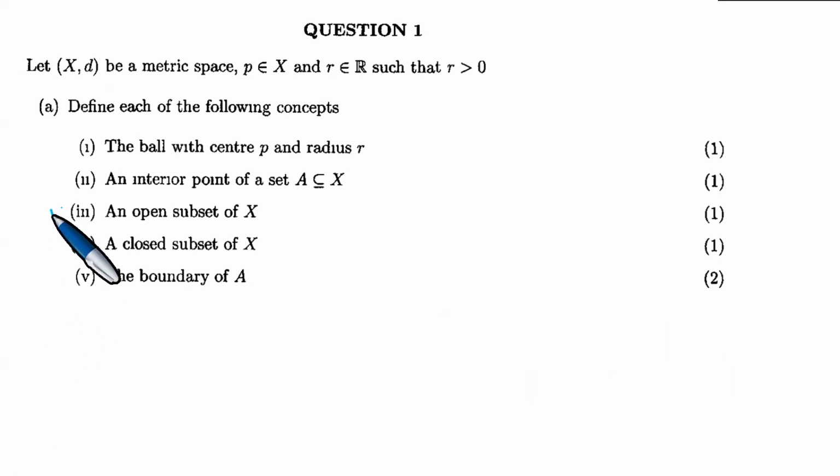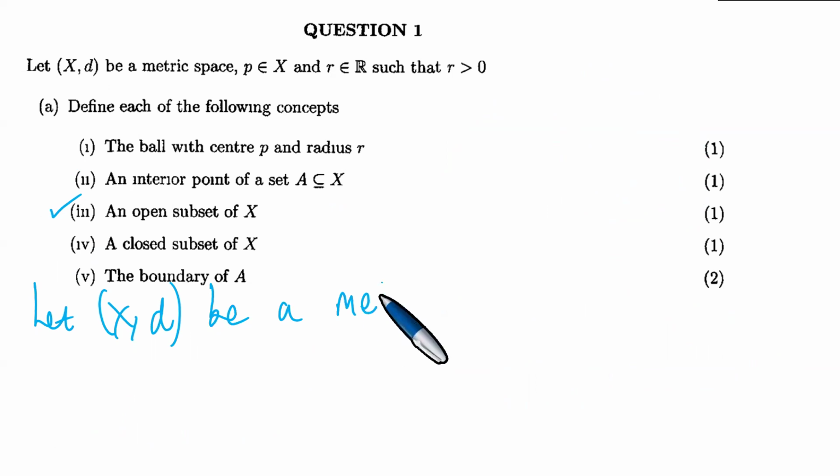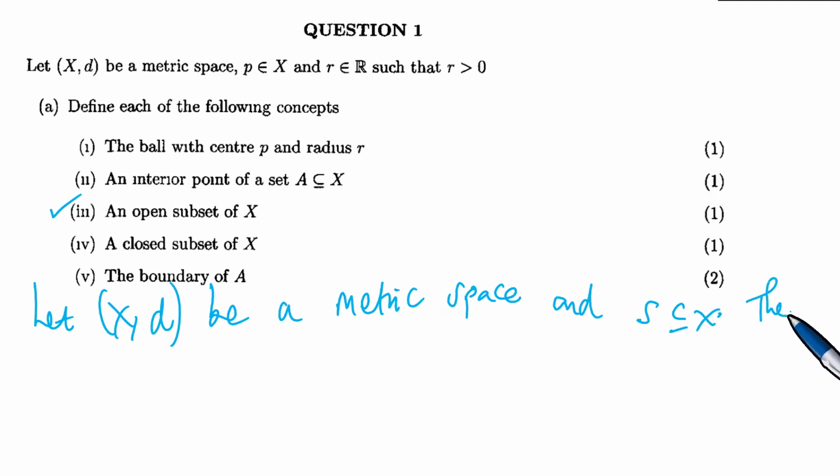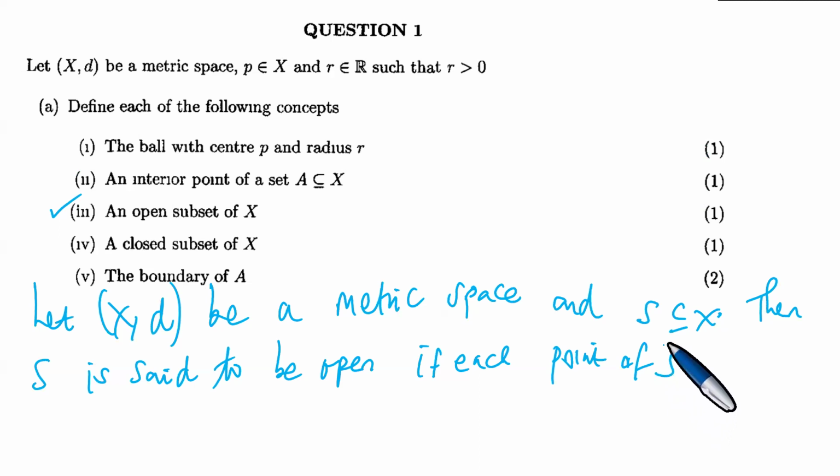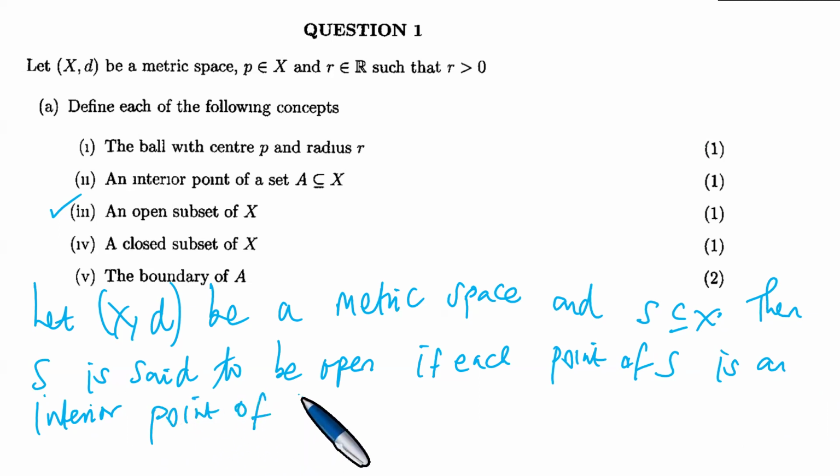To define an open subset, you let (X, d) be a metric space and S be a subset of X. Then S is said to be open if each point of S is an interior point of S.